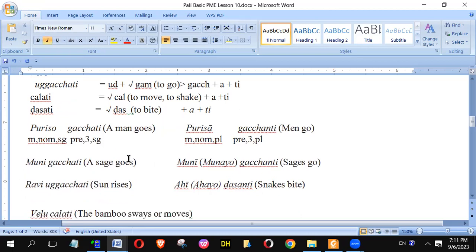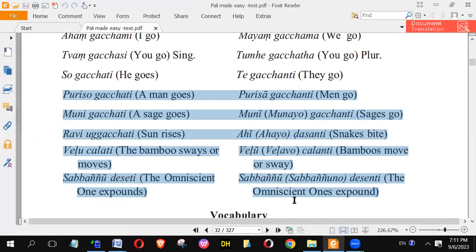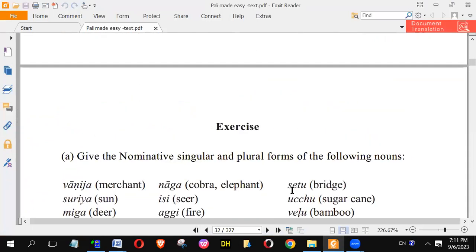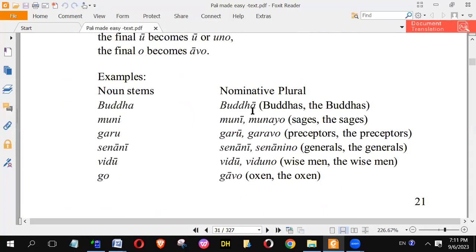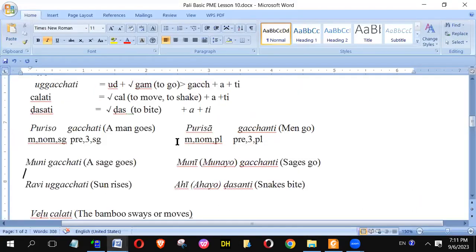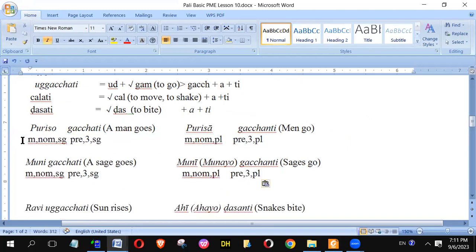All right. So now, Muni, Munayo. Remember, you see in the Pali just now, right? So that's how you start to apply all your lesson, okay? Muni, singular also Muni, okay? Muni, Munayo. Right, so here. Muni gachati, a sage goes. Muni or Munayo gachanti, sages go. So the grammar point is still the same, all right?